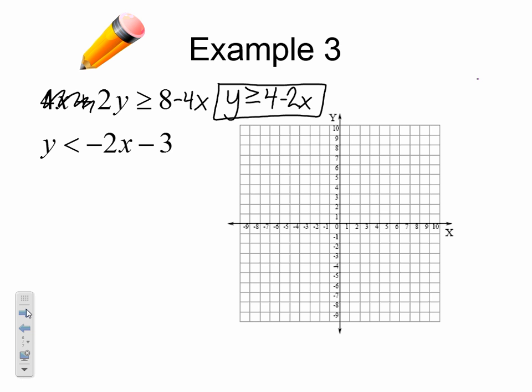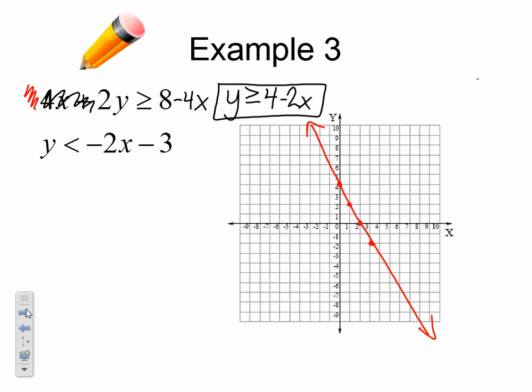And I will go ahead and start my plot at 4 on the y and do my slope of down 2 over 1, down 2 over 1, down 2 over 1. This is my red marking. And if I connect those, I will connect those with a solid line because it is greater than or equal to. And now for shading, we need to shade everything above that line because it's greater than.